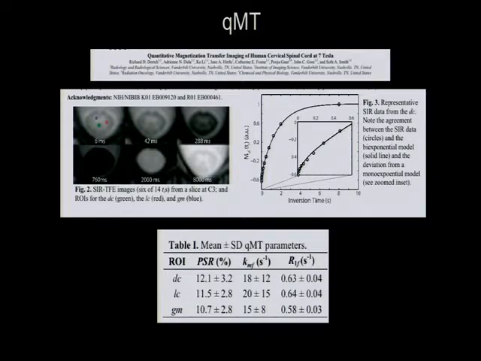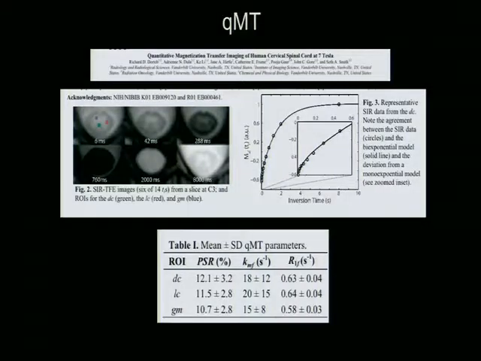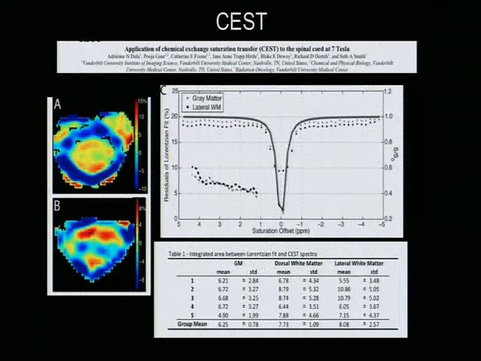But at 7T, we've been able to modify our QMT approach, and we've been able to begin to get pool size ratios and exchange rates in the spinal cord with pretty high resolution. The speed is the big thing. In the spinal cord at 3T, it takes 15 minutes or so to get a cervical chunk. Here, we can cover the entire cervical segment at equal resolution in about 8 minutes or so. So we're moving the quantitative into a bit more of the clinically acceptable realm.